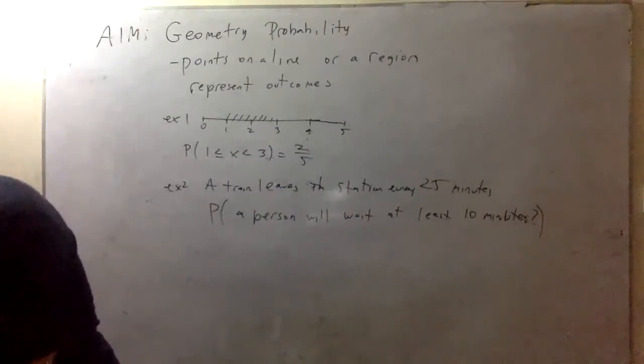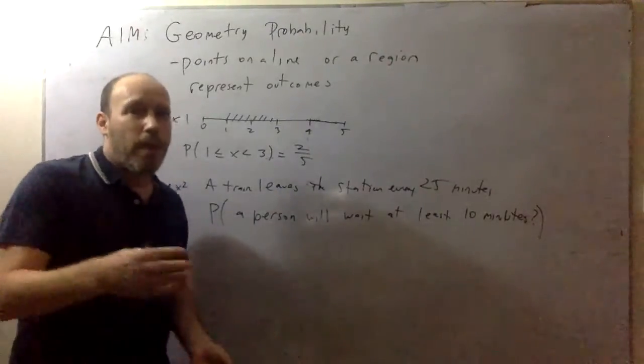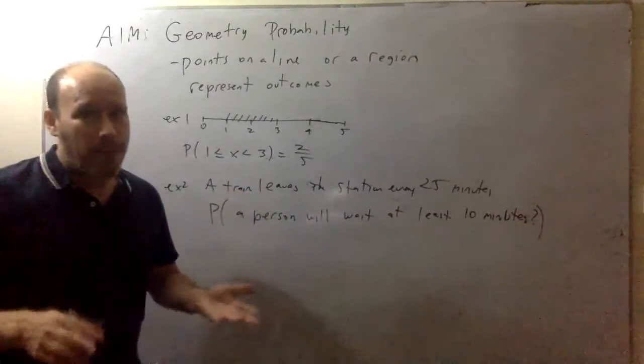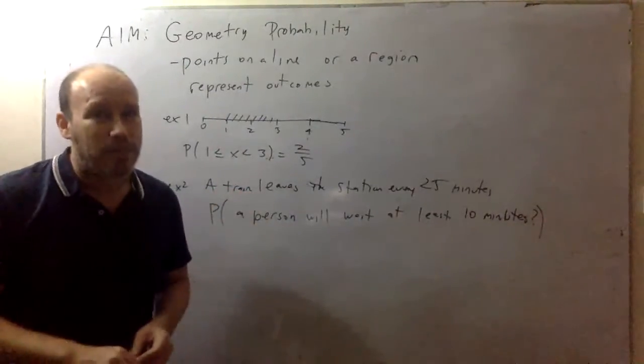That's the idea. What is the probability that you're waiting 10 minutes? Something to think about. I want you to think about it. Put the video on pause. Once again, the train leaves every 25 minutes. What is the probability that you have to wait at least 10 minutes?